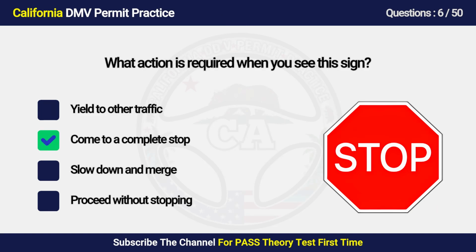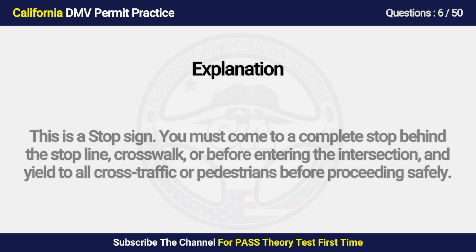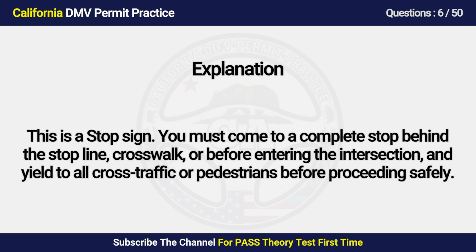Answer is B. Come to a complete stop. This is a stop sign. You must come to a complete stop behind the stop line, crosswalk, or before entering the intersection, and yield to all vehicles or pedestrians before proceeding safely.